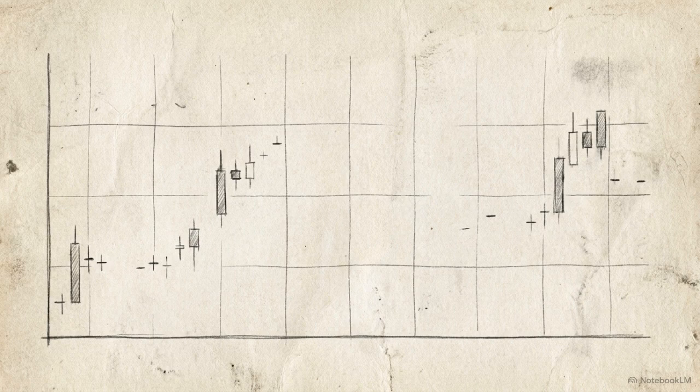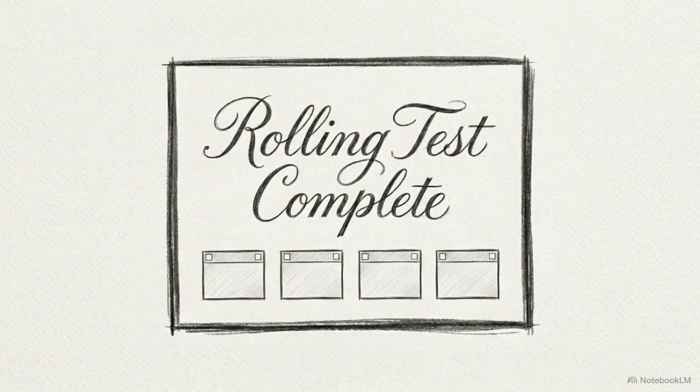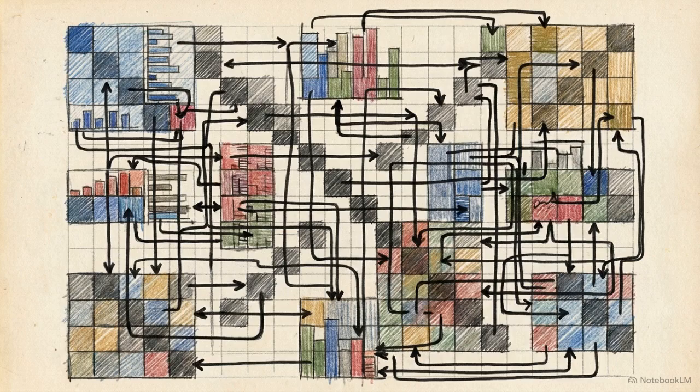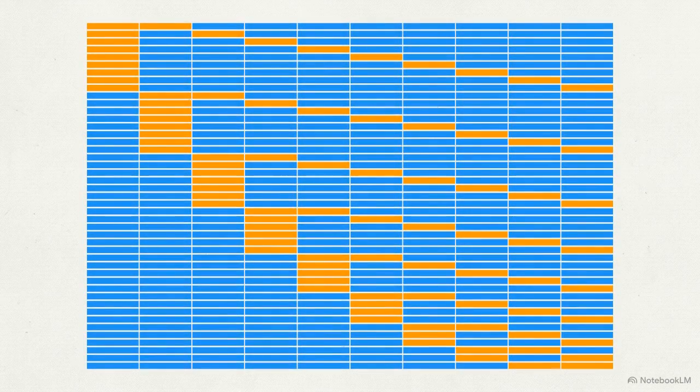However, crypto assets often suffer from data scarcity, with many altcoins having less than 3 years of liquid history. A standard rolling test on such a short history might only yield 4 or 5 windows, which isn't enough to provide a statistically significant evaluation. To solve this, we use Combinatorial Purged Cross-Validation, or CPCV. CPCV partitions data into groups and tests every possible combination. From 10 data groups, you generate 45 distinct train and test scenarios, vastly increasing the significance of results.